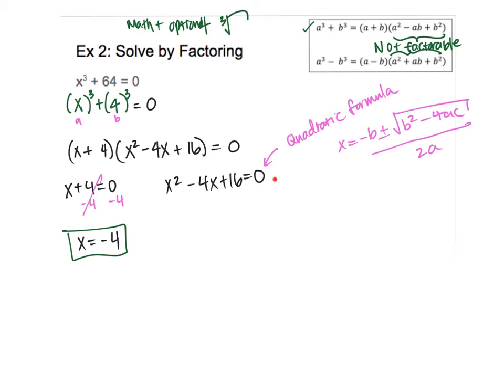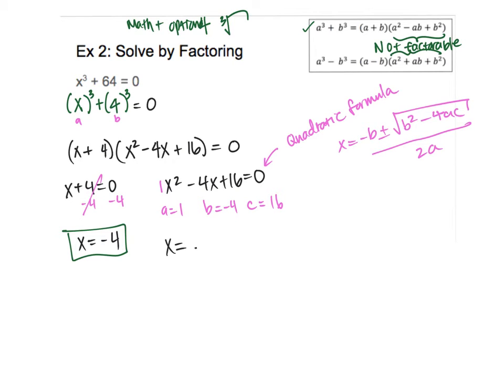Now this one here, I have to use the quadratic formula. So I need to figure out what my a, b, and c is. So a here is 1. B here is negative 4, and C here is 16. So remember, A is always the number in front of x squared, B is always the number in front of x to the first power, and C is the constant. And so from here, all you have to do is plug it into the formula.